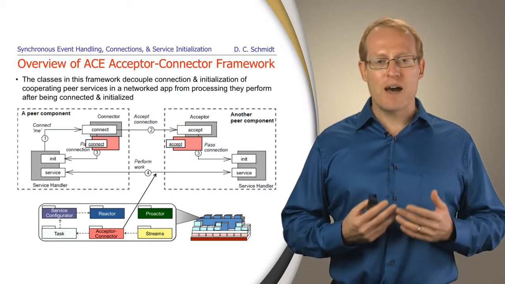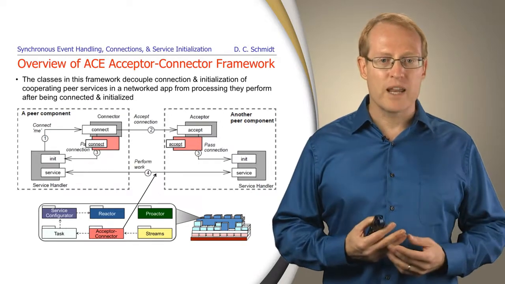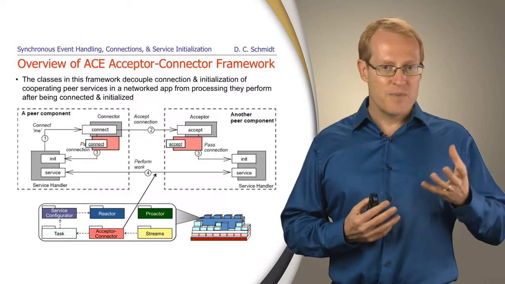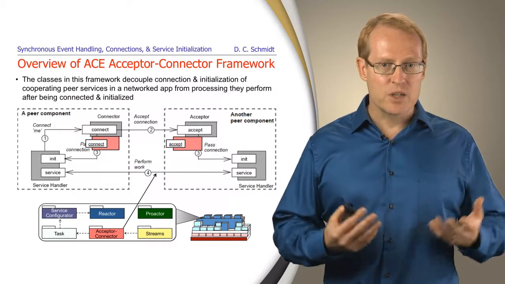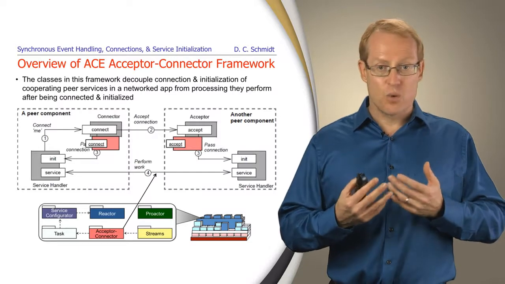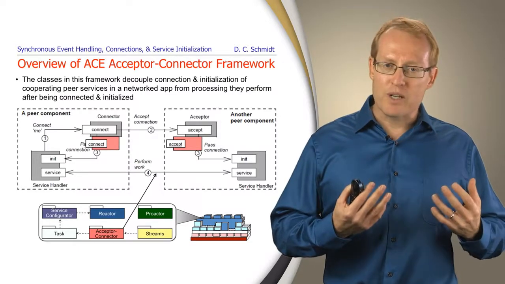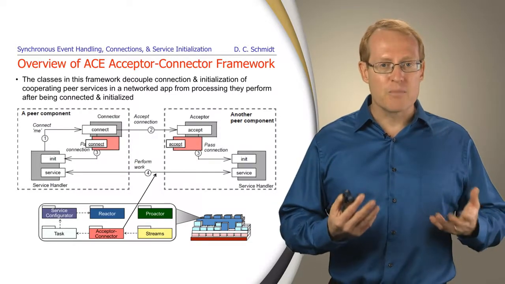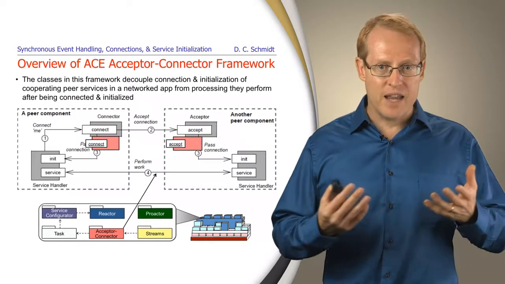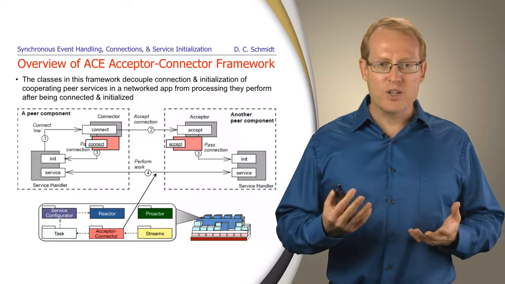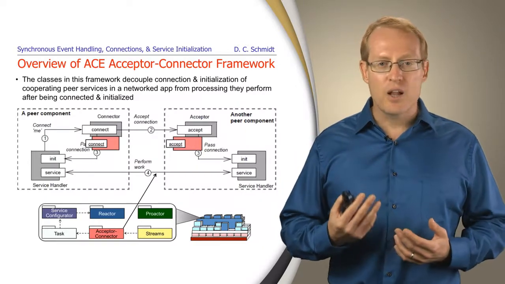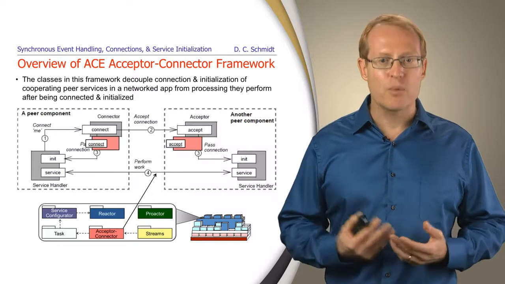So let's talk now about the acceptor-connector framework in ACE. The classes in this framework decouple the connection establishment and initialization of cooperating peer services or service handlers in a networked application from the processing performed by these service handlers once they're actually connected and initialized. So you can imagine there's a variety of reasons for doing this kind of decoupling. It reduces the amount of code, and it also gives you more flexibility from a design point of view.